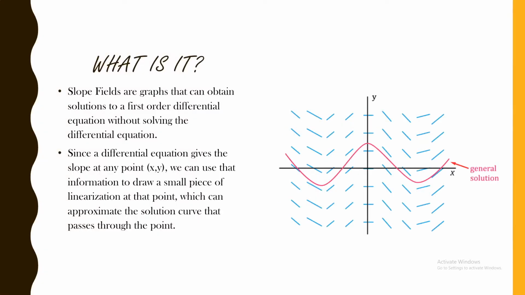So, slope fields are graphs that can obtain solutions to a first-order differential equation without solving the actual differential equation. Since a differential equation gives the slope at any point (x, y), we can use that information to draw a small piece of linearization at that point, which can approximate the solution curve that passes through the point. The graph I have here is an example of a slope field, and the little dashes are the different slopes at their corresponding points. The dashes here evidently give you the general solution to the differential equation.